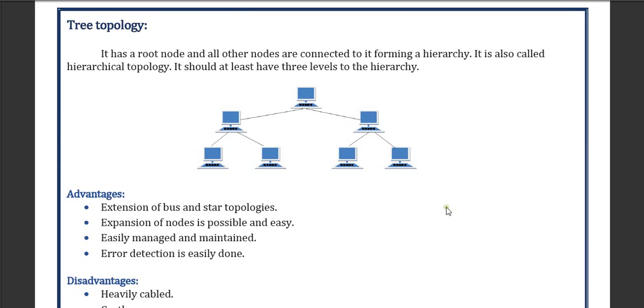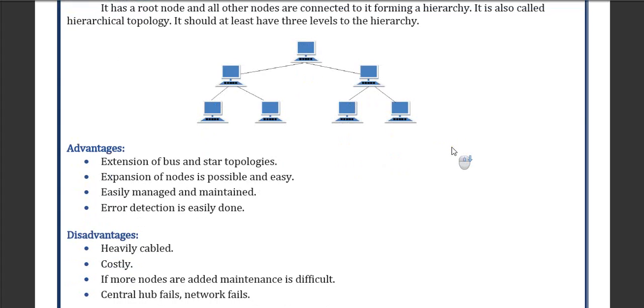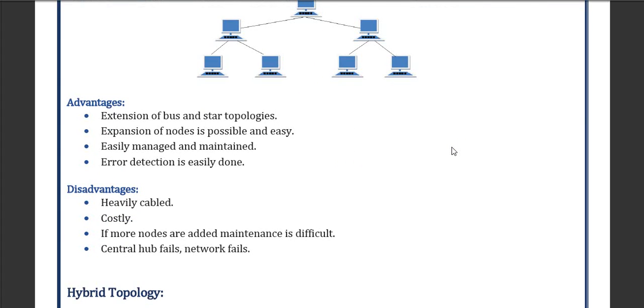And now the tree topology. This is the root computer, and it is connected with the left one and the right one, and those are divided into two computers. So this looks like a tree, and this structure is known as the tree topology. The advantages and disadvantages of tree topology are given below.